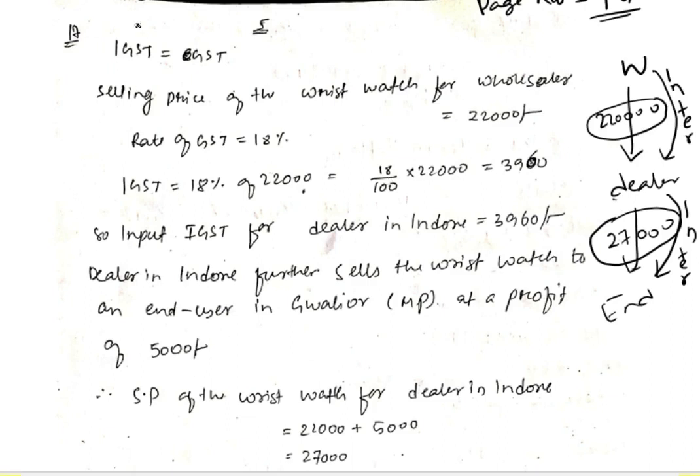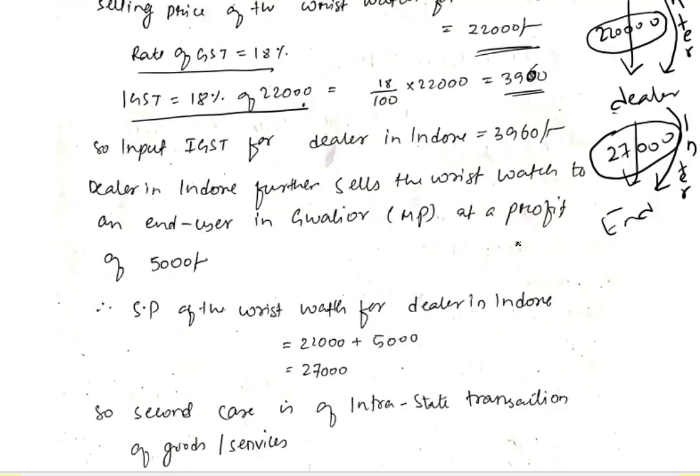Okay, so now we will proceed. Since all the transactions were interstate, IGST will be the same as GST. The selling price of the wristwatch for the wholesaler is 22,000 and the rate of GST is 18%. So IGST will be 18% of 22,000. We have got 3,960. So this tax on 22,000 will be the input. So input IGST for the dealer in Indore will be 3,960.